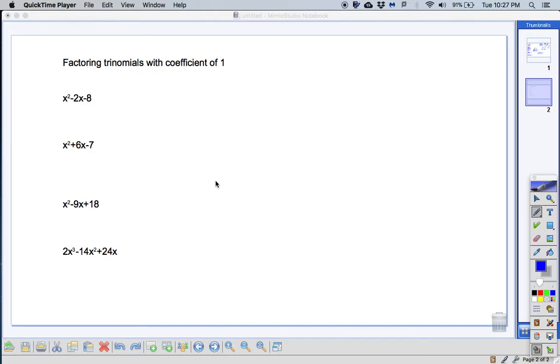Okay, we're going to continue with our exploration of factoring. And in the first one, we talked about things that are common. This time, we're going to talk about what to do if things are not in common. And these are trinomials. You know they're trinomials because there are three terms.